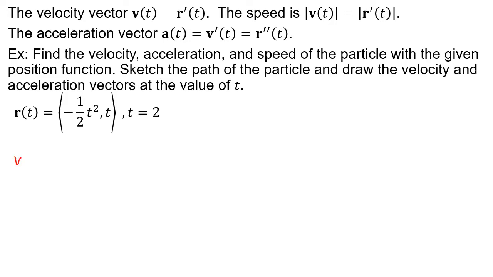So remember, your velocity would be the first derivative. You just take the derivative of this. Negative 1/2 times 2 is just negative 1 t, or just negative t, and the derivative of t is 1. The acceleration is the second derivative, and so this would be negative 1, 0.